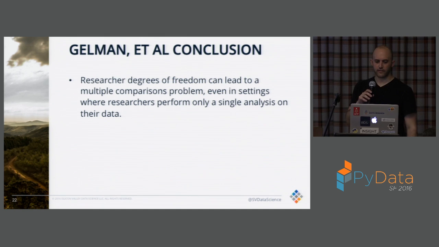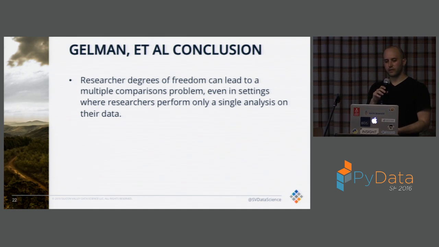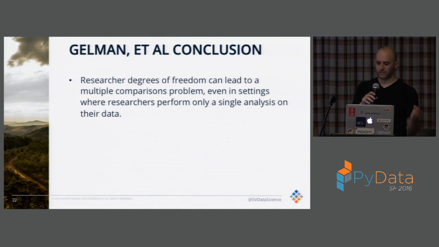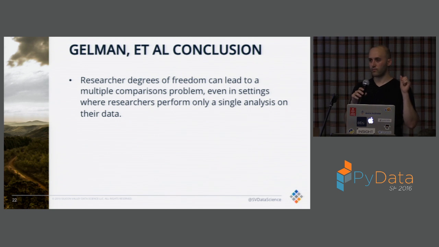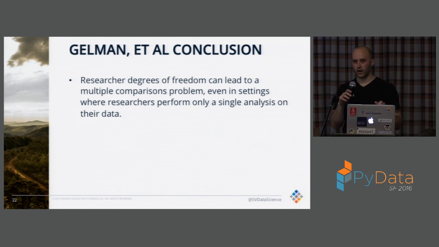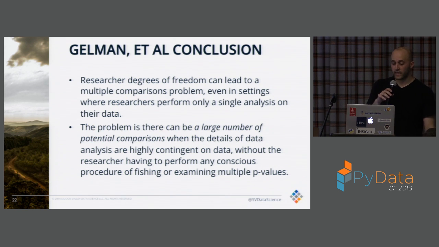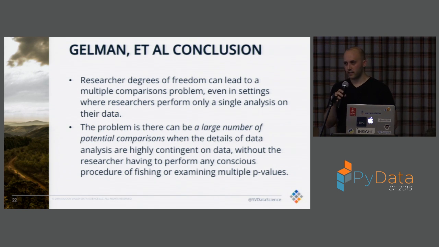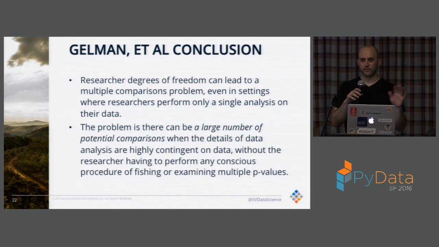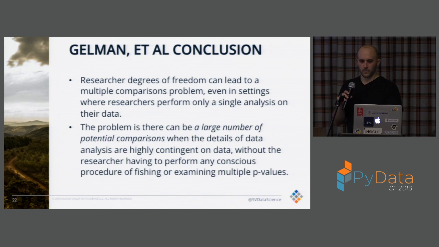So the conclusion that they have is that researcher degrees of freedom can lead to a multiple comparisons problem, even in settings where researchers perform only a single analysis on their data. The problem is a fundamental one, and it comes from there being a large number of potential comparisons when the details of data analysis are highly contingent on the data, without the researcher having to perform any conscious procedure of fishing or examining multiple p-values. Okay?